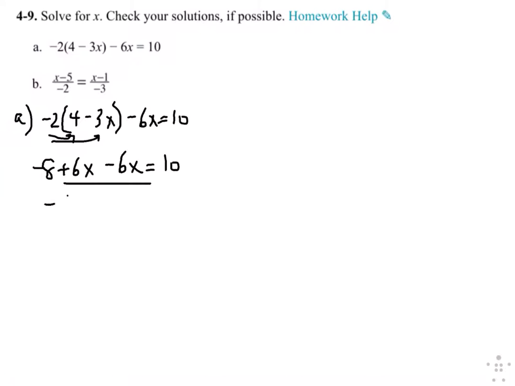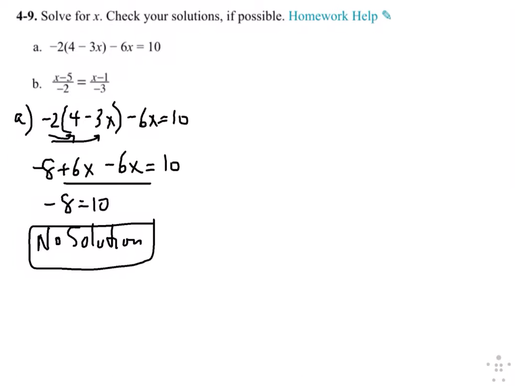These become 0, so I have negative 8 equals 10. And I say, when will negative 8 equal 10? Never, right? So this is no solution. There's no value of x that would make that equation true.